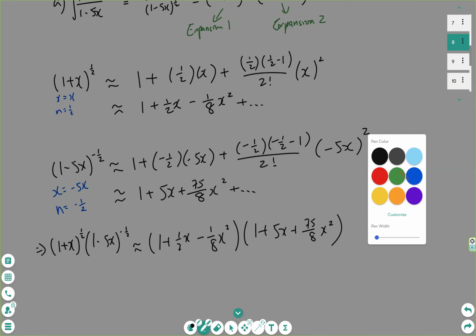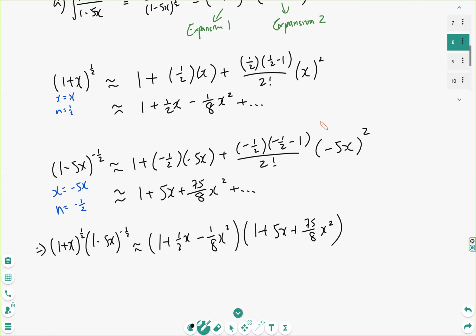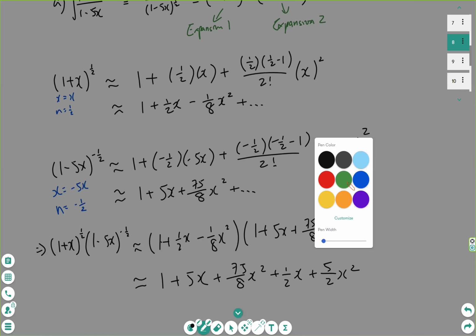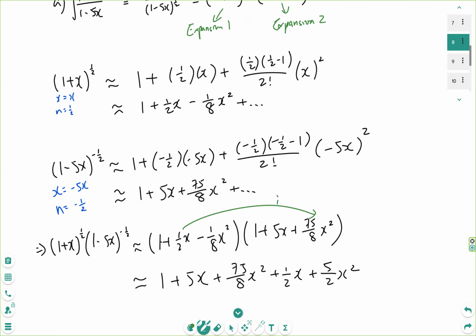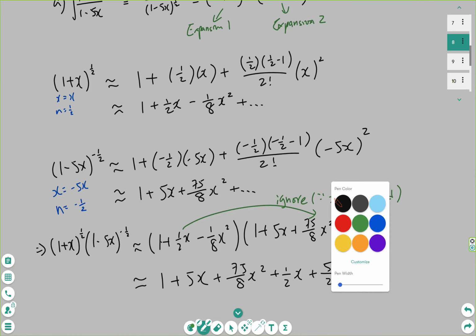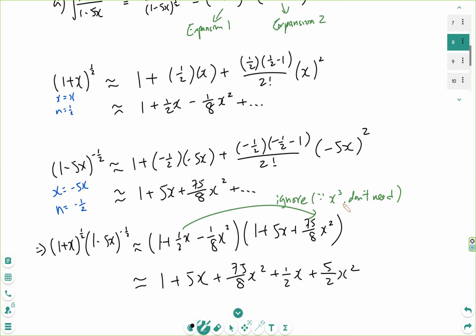So what we do is expand the double bracket. 1 times 1 is 1. 1 times 5x is 5x. 1 times 75 over 8 x squared is that one. A half x times 1 is a half x. A half x times 5x gives me 5 over 2 x squared, still included, because we want up to x squared. A half x times this, however, we can ignore, because it will give you x cubed, which we don't need.